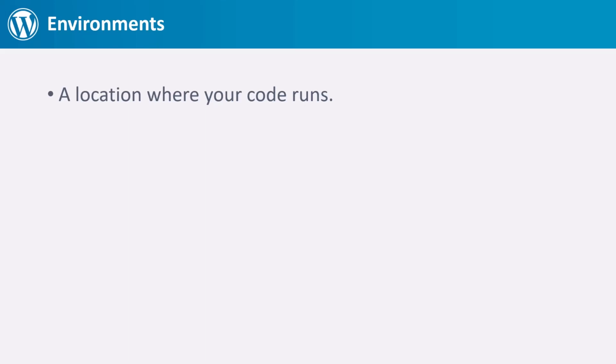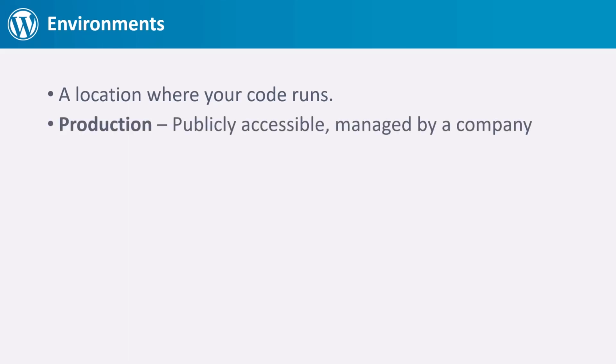There are two types of environments you'll come across. The first type of environment is a production environment. Typically, WordPress sites are hosted by a company with hundreds of servers. You may have purchased a server from one of these companies to host your WordPress site. Some examples would be SiteGround, Namecheap, or Kinsta.